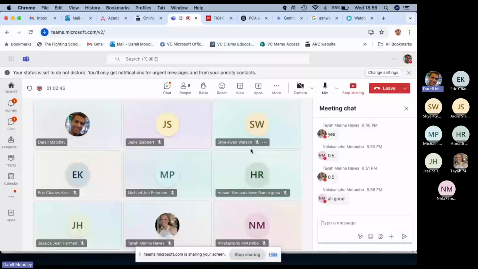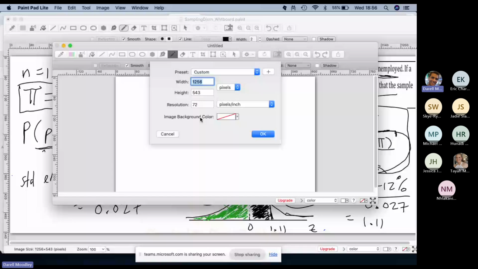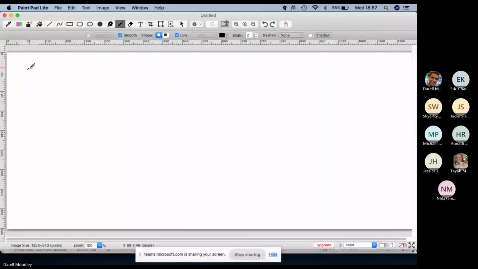Finding the probabilities using the table. Yes, please. You need to watch last week's session. This week's session, the takeaway points are: let me clear the board. You need to be able to go from X bar to Z and then find the probabilities using the table. Using the Z table.